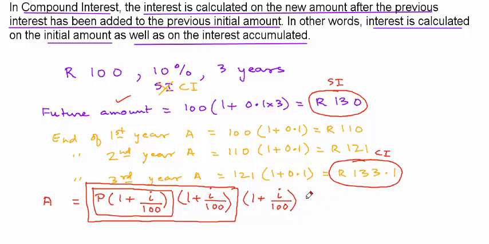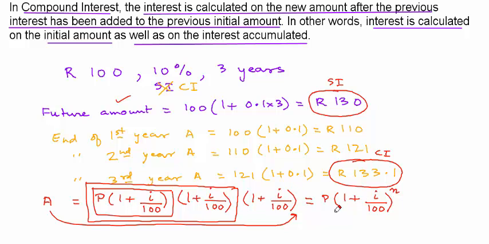Therefore, the generalized formula for the amount is equal to the initial amount times 1 plus I over 100, if I is given as a percentage, raised to the nth power, because we are going to have 1 plus I over 100 n number of times in the multiplication sentence.